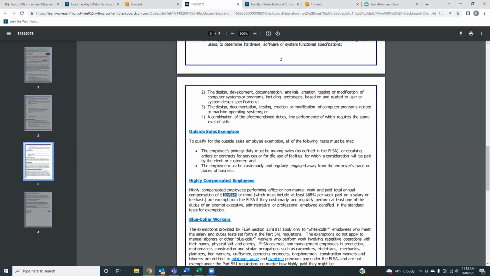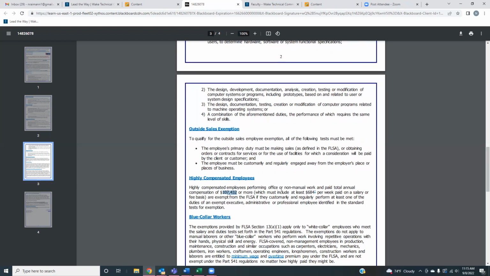And then anyone making over $107,432 can automatically get paid a salary. They said, well, that's such a high pay that it doesn't matter what the job is, you can go ahead and pay them a salary.